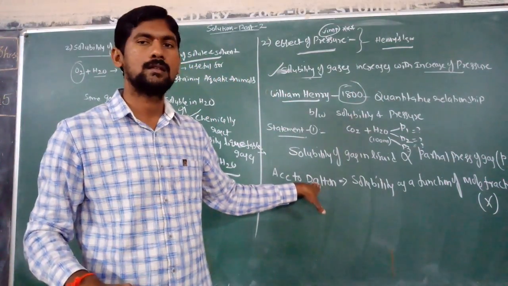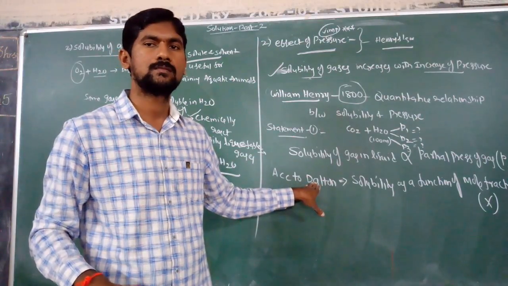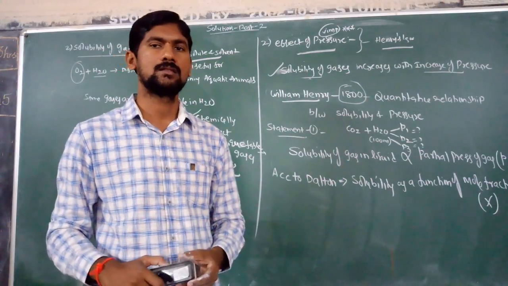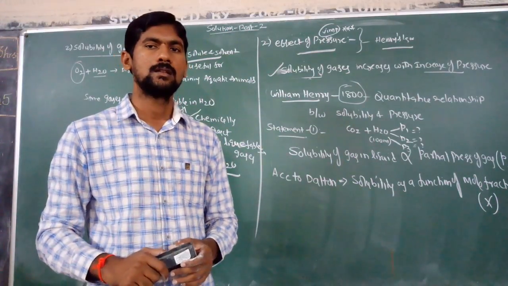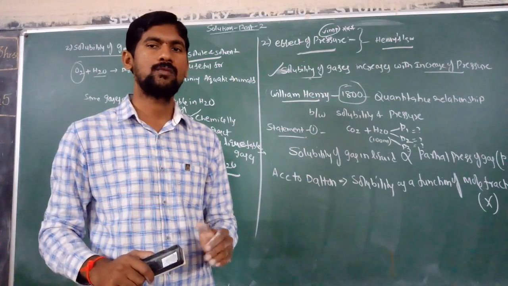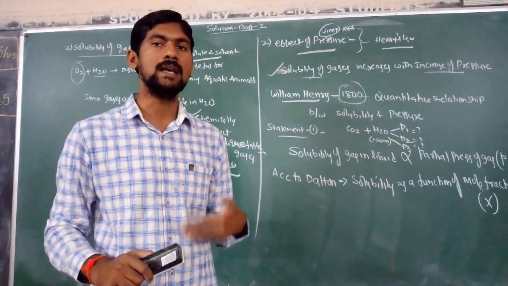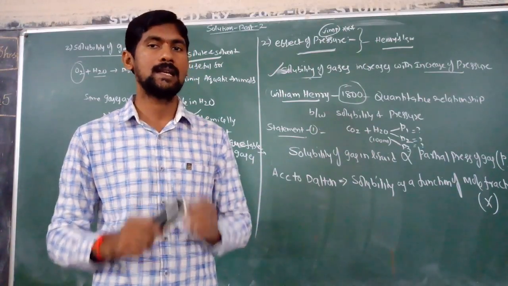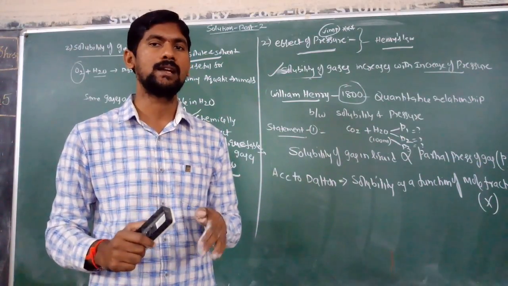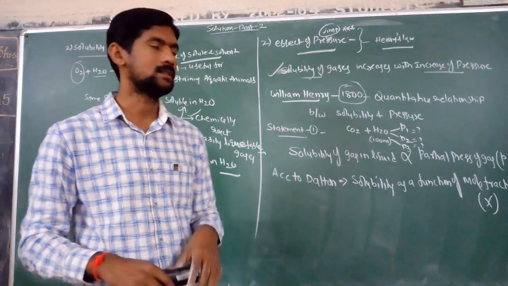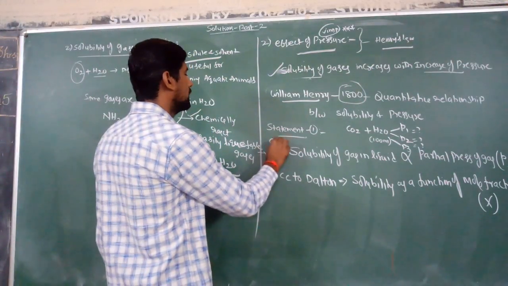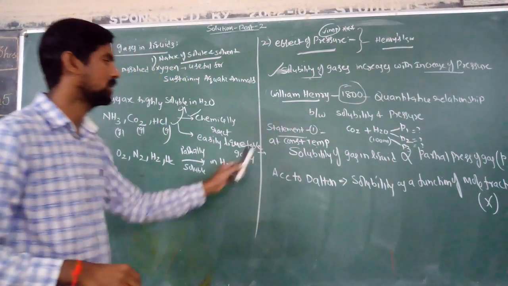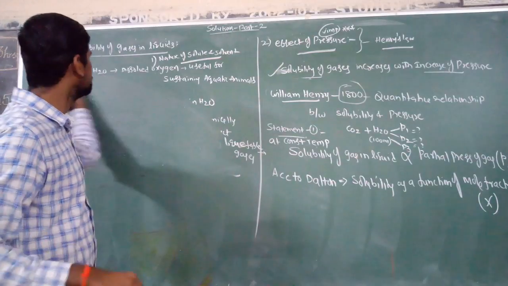So Dalton is a scientist who first proposed how solubility varies with the mole fraction. According to Dalton, solubility is a function of mole fraction. Solubility is measured in terms of mole fraction. Then only we know how much carbon dioxide gas is soluble in the water at a given temperature. At constant temperature only we can study Henry's law.